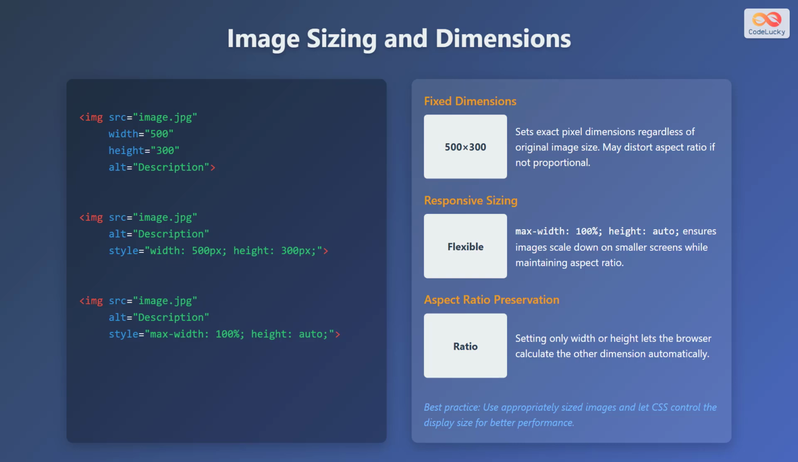Setting fixed dimensions uses exact pixel values, which may distort the aspect ratio if not proportional. Responsive sizing, achieved with max-width: 100% and height: auto, ensures images scale down on smaller screens while maintaining their aspect ratio. Setting only the width or height lets the browser calculate the other dimension automatically, preserving the aspect ratio.